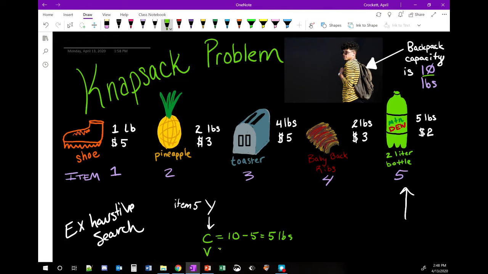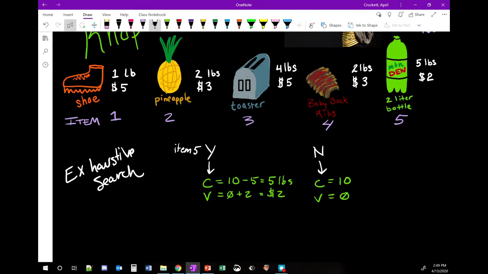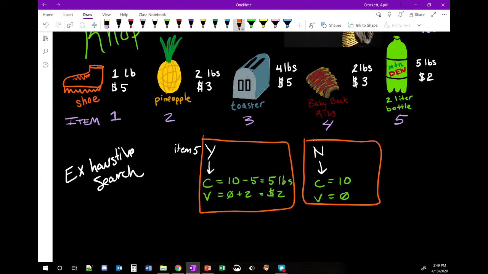Also, what is our current value? The value of the knapsack starts out at 0, but if we add this Mountain Dew bottle in it, then we will have 0 plus 2, so we'd have $2 value. Now, if we were to say no, don't add the Mountain Dew bottle in, then our capacity is still 10 and our value is still 0. Once we've done that for this particular item, let me box these up. It makes it a little more clear.